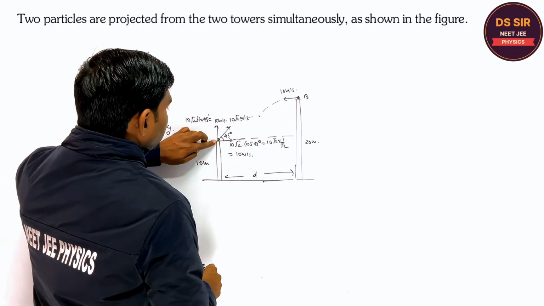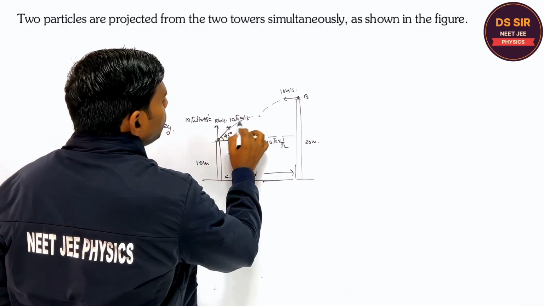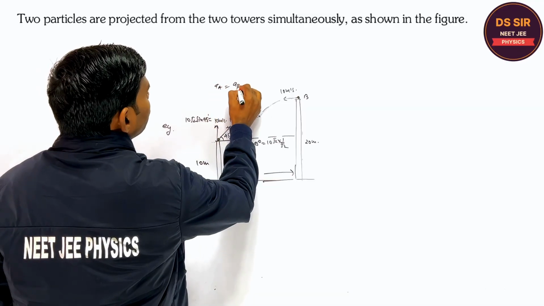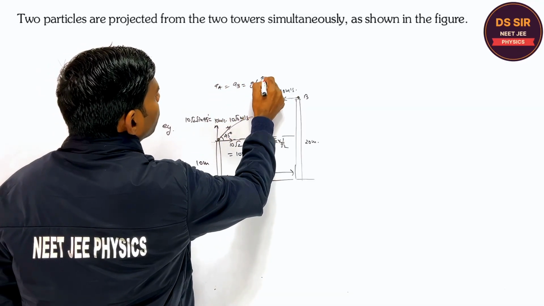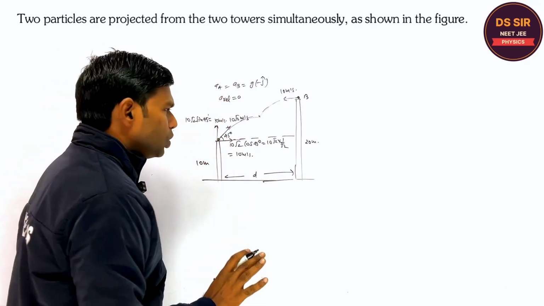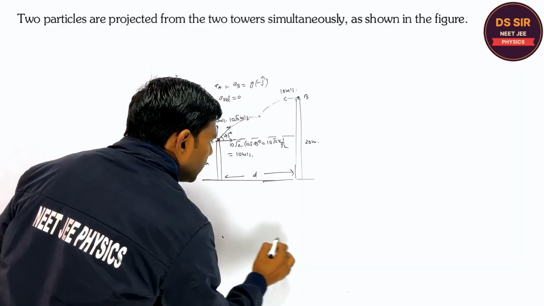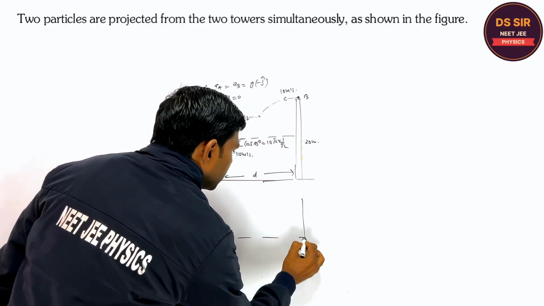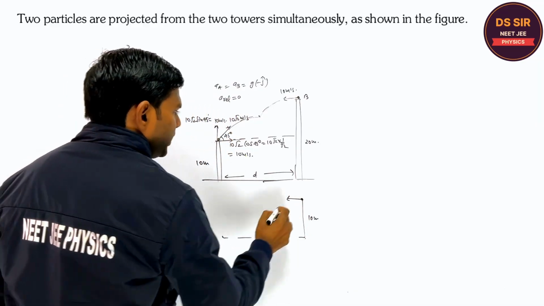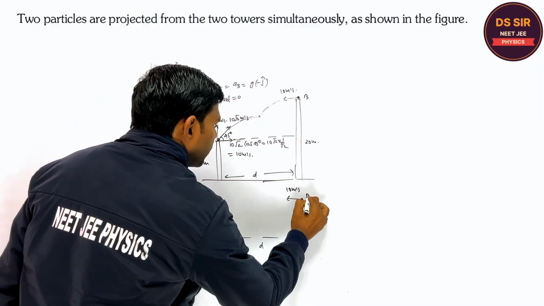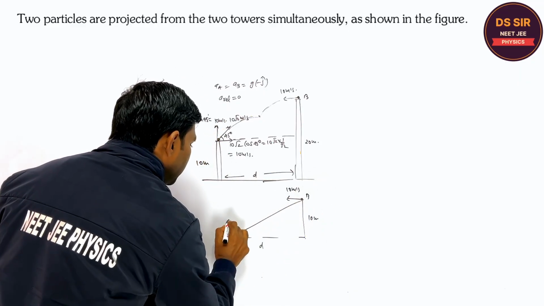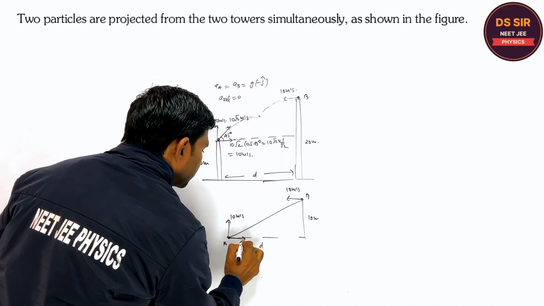Also listen, when they are moving, the acceleration of A and the acceleration of B is what? g downward, right? Therefore the relative acceleration between them is 0. So now you can make the figure once again. This is D, this is the 10 meter, this is the velocity 10 meter per second of B, and this is the velocity of A, right? 10 meter per second this side, 10 meter per second this side.